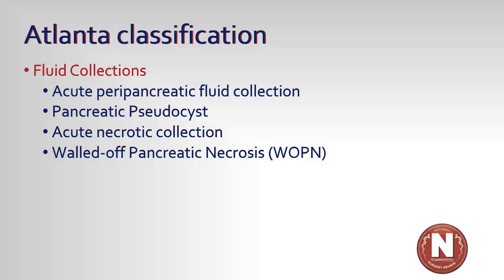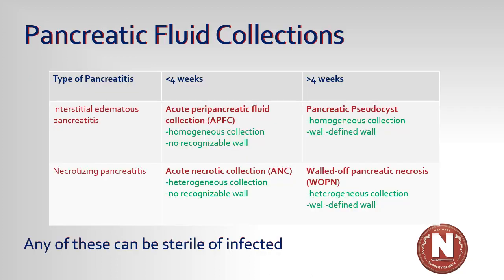And then fluid collections. There are 4 types of fluid collections based on the time course since their pancreatitis and based on the type of pancreatitis that they had: acute peripancreatic fluid collections, pancreatic pseudocysts, acute necrotic collections, and my favorite acronym in medicine, WOMPN, walled-off pancreatic necrosis. And this is how we define these things, right? So it's based on the type of pancreatitis to begin with.